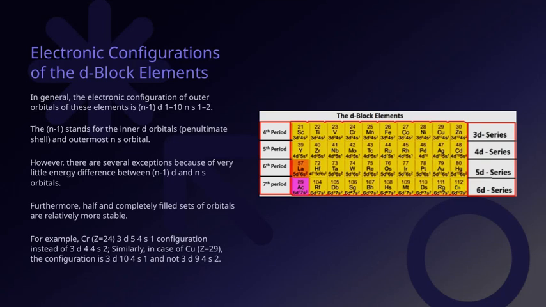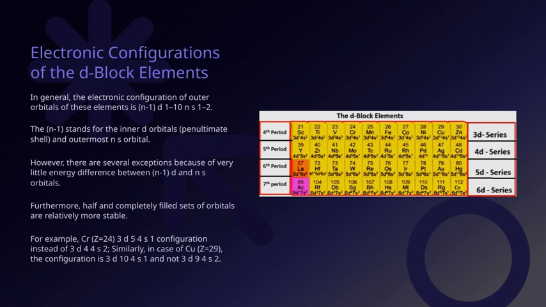Let's look at some specific examples to understand this better. For instance, chromium, which has an atomic number of 24, has a configuration of 3d⁵4s¹ instead of the expected 3d⁴4s². Similarly, copper, with Z equals 29, exhibits a configuration of 3d¹⁰4s¹ rather than 3d⁹4s². What this tells us is that configurations with half-filled or fully filled sets of orbitals tend to be more stable. These configurations are energetically more favorable.